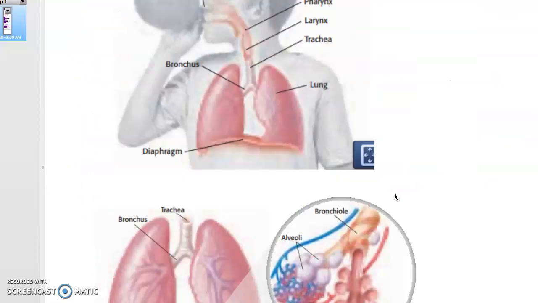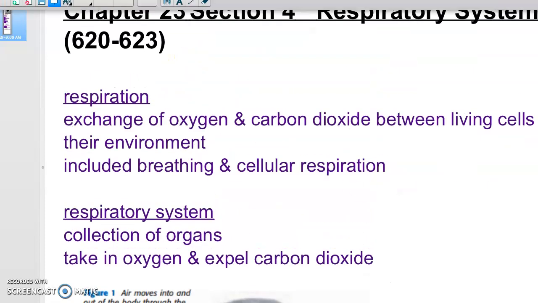Okay, so this was your notes for the respiratory system. You can always rewind and go back and go over things if I went too quickly.